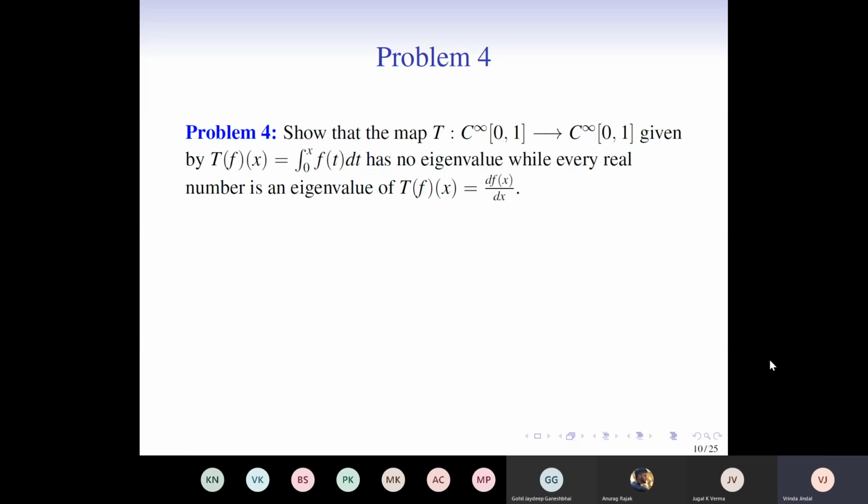Anyone has any doubts? Okay, I don't see any doubts. So we'll move to the next problem, problem 4.